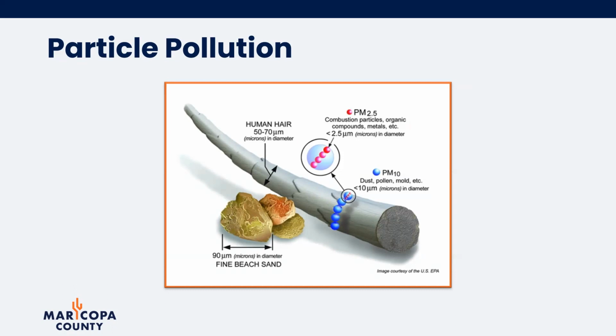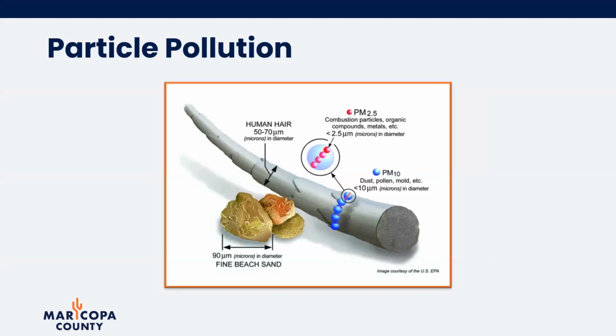Small particles, like dust, are air pollutants. An air pollutant is any substance in the air that is harmful to our health. In this diagram, you can see how small dust is compared to one human hair. The blue circles represent dust. Did you know you can fit 5 dust particles across the width of just one hair?